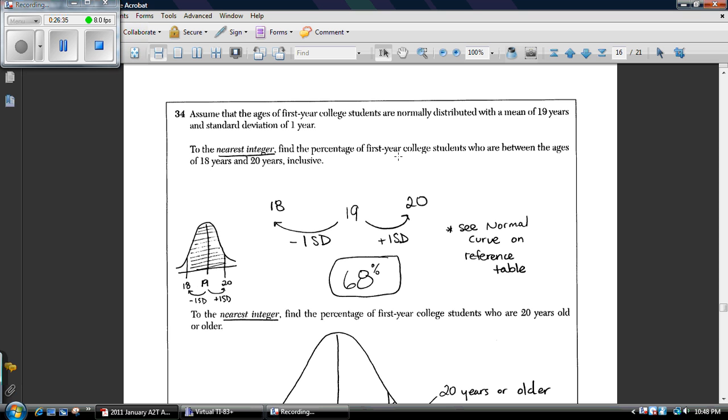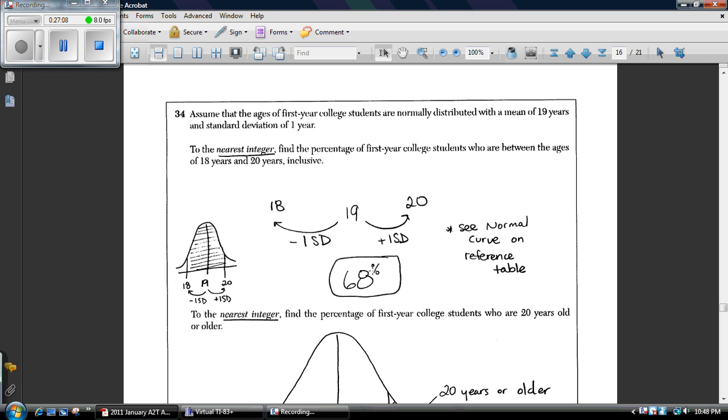So it's asking you to find, to the nearest integer, the percentage of first-year college students who are between the ages of 18 and 20. So 19 goes in the middle. 18 is one standard deviation below. Each standard deviation is worth a year, so 20 is one above. If you go on the bell curve one below and one above, add up all that area in between. That's the percentage of the teenagers that are between 18 and 20.